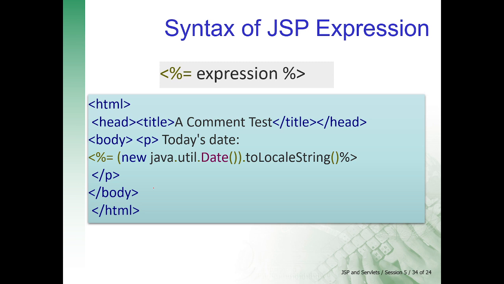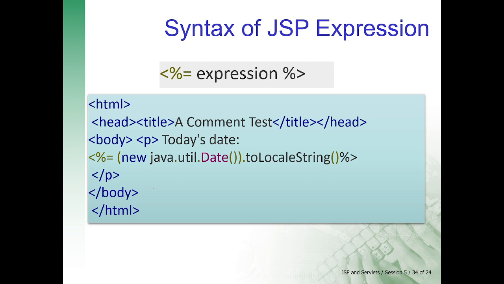expression. So what will be the output of this code? This code will display today's date. And how are we writing that? In the form of an expression. Expressions will be evaluated and displayed. If I say, instead of this, equals 10 plus 20, what will it display? 30. It will display 30, like that. We're closing the paragraph, body, and HTML. This is how we write an expression.